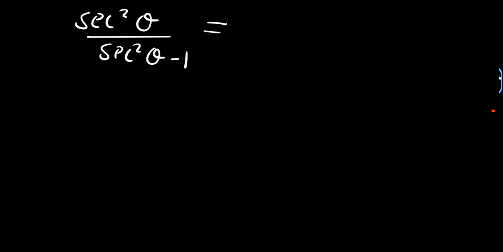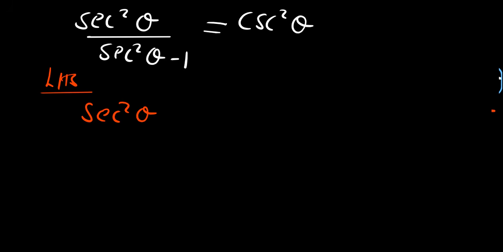Let's solve the last question. Let's say you're asked to prove that sec squared theta over sec squared theta minus 1 is equal to cosec squared theta. Even in this one it is very hard for us to go from this side in that direction, but it is very simple for us to go from this side to the other direction. So let's pick the left hand side. You know that sec squared theta minus 1 is an identity for tan, right? So we can write tan squared theta.